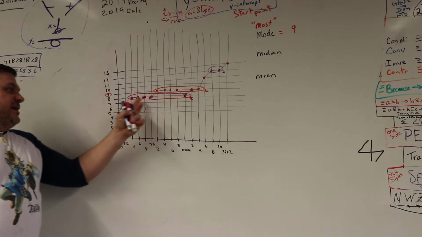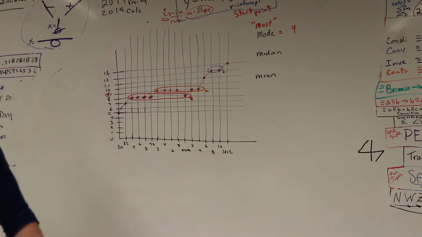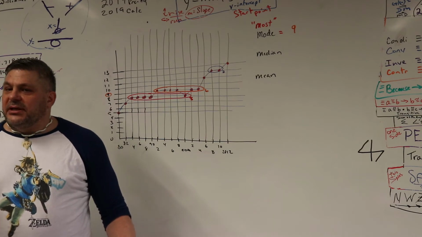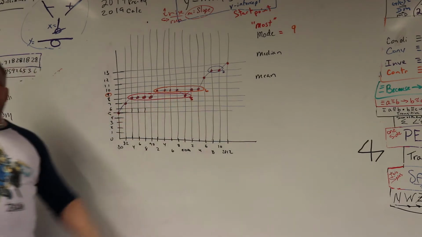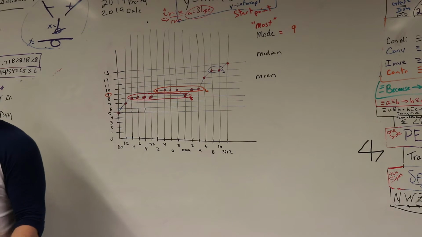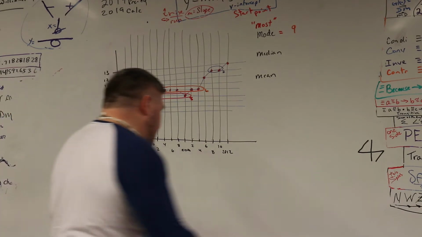There's 5 of these. There's 6 of these. Because it comes up the most. Right? The most. Then that means 6. Is that clear? Pretty easy. Okay? Now watch.